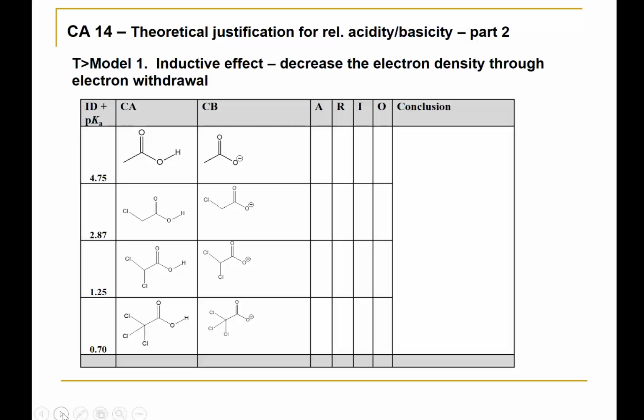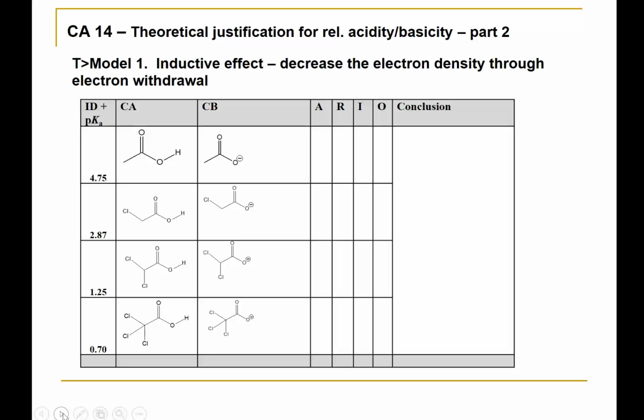I'm looking at teaching model number 1, and you can see that we have a series of carboxylic acids. There's an increasing acidity going down the chart, as we can see the pKa gets smaller and smaller for each of these acids. What changes is that there are more and more chloro groups on the carbon number 2. As before, our focus will be on the relative stability of the conjugate base. And again, the more stable the conjugate base, the more acidic will be the corresponding conjugate acid.